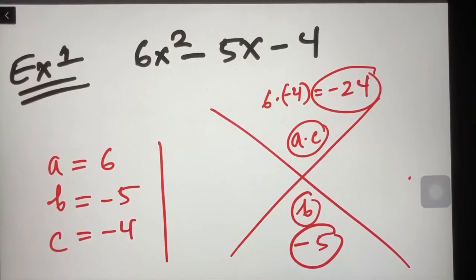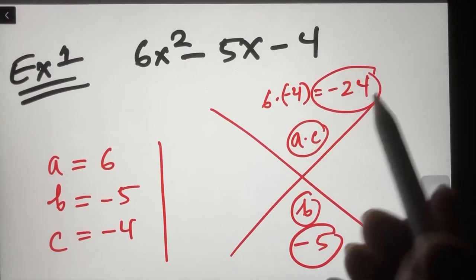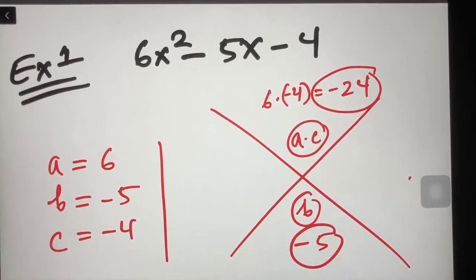So now you need two numbers. If you multiply, you're going to get negative 24, but if you add, you're going to get negative 5. So think about those two numbers. I'm going to give you 10 seconds, okay? Again, you need two numbers. If you multiply, you get negative 24, but if you add, you're going to get negative 5. What are those two numbers?